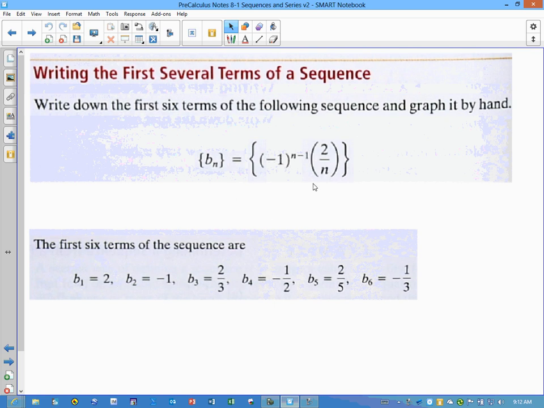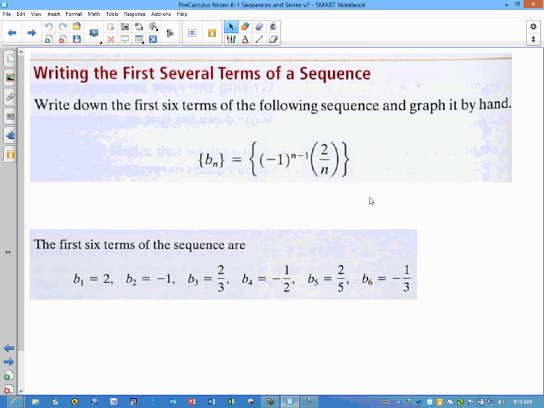And we can continue doing this, plugging in 2 for n, then 3 for n, and we're going to get all of these values down here. You can double check the values yourselves. And that would be listing the first 6 terms. Now they also ask us to graph it by hand. Now the graph of a sequence is not going to be a line or a curve like you're used to. It's going to be a set of points.